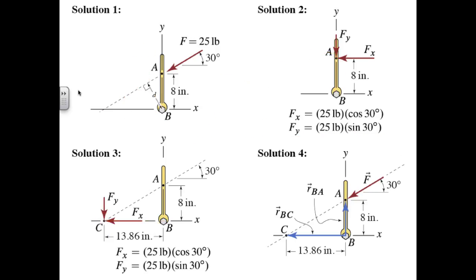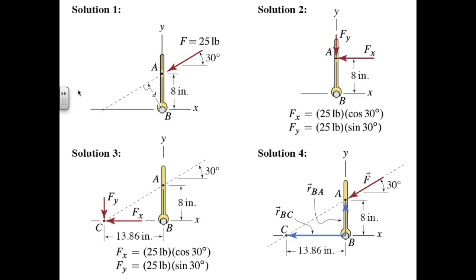Finally, solution 4 shows two different ways of evaluating the moment using the vector approach. There are two natural choices for position vectors to the line of action of F. The first is RBA that lies purely along the y-axis, and the second is RBC that lies purely along the minus x-axis.